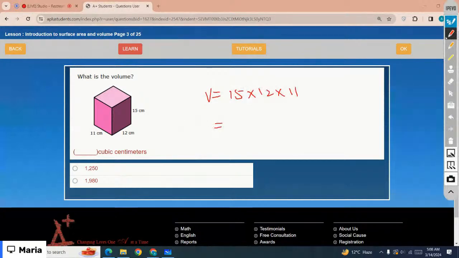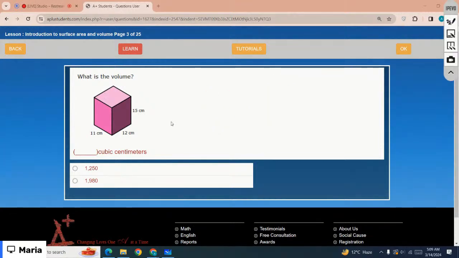So the correct option is 15 times 11. The correct option is 1980 cubic centimeter. Option number 2 is the correct option, right? The correct option is option number 2, that is 1980 cubic centimeter.